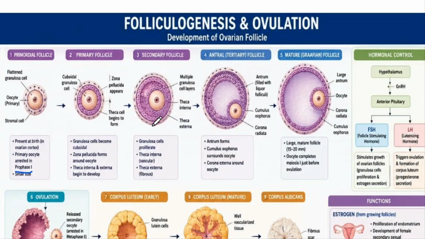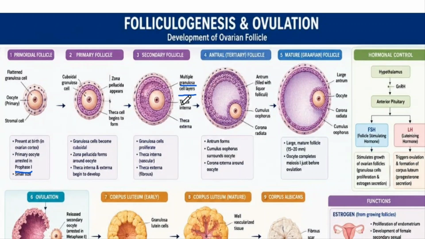The next stage is the secondary follicle. The follicular cells continue to proliferate, forming several layers known as granulosa cells. Around the follicle, two connective tissue layers appear.